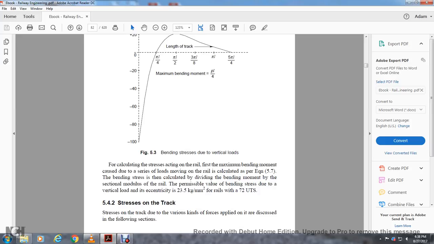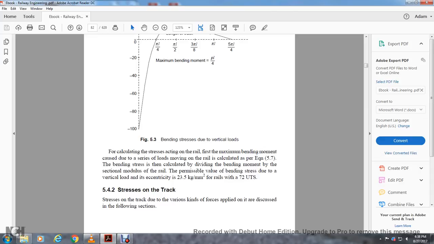The bending stress is calculated by dividing the bending moment by the sectional modulus of the rail. The permissible value of the bending stress due to the vertical load eccentricity is 23.5 kilograms per millimeter squared for the rail with 72 UTS. 5.4.2 Stress on the track.